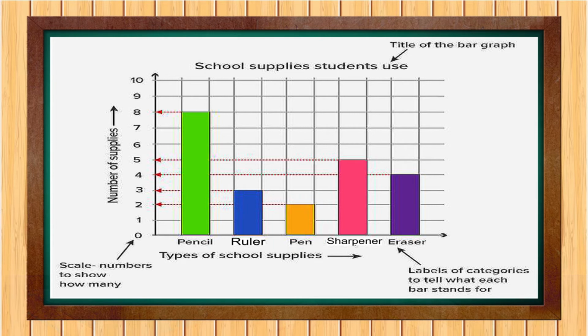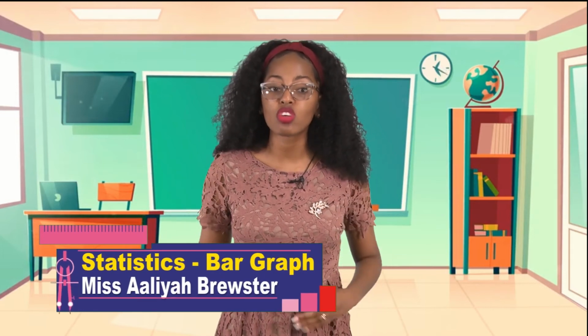Then the fourth bar, which is the pink bar, represents the sharpener. And from the supplies we see there were only 5 sharpeners. While the final bar, which represents erasers, stops at 4 because there were only 4 erasers. So there you have it. Quite simple, our bar graph is constructed.